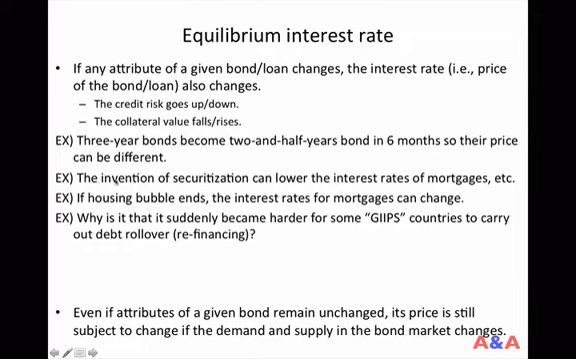Also, the invention of securitization can lower the interest rates of mortgages. Imagine this is the 1970s or 80s or even 90s. A bank provides a 20-year mortgage to a household, but suppose the bank suddenly becomes short of cash. It needs cash. What can it do? Nothing. They still have to wait 20 years to collect cash from the household. A mortgage is a very long-term contract.